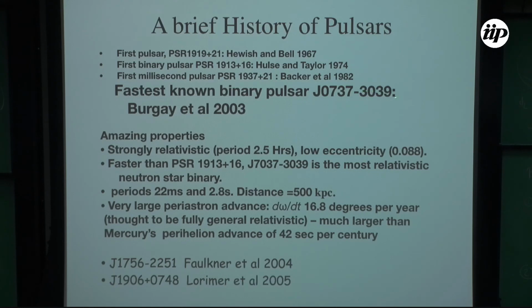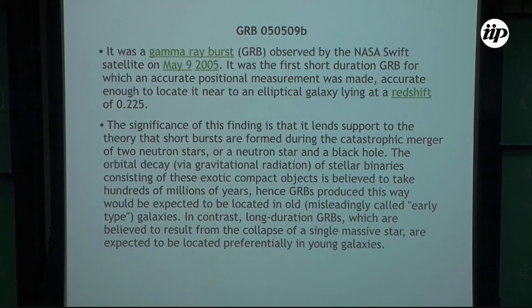This binary pulsar is the fastest one ever detected. This one is amazing. It's 16.8 degrees per year, the advance of the periastron. An important thing in the field of gamma ray bursts was that in 2005, SWIFT detected the first short duration GRB with a very accurate measurement of the position, and to calculate the redshift of the GRB. So that was very significant.